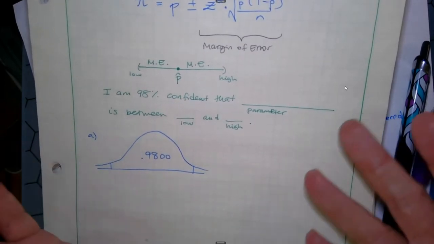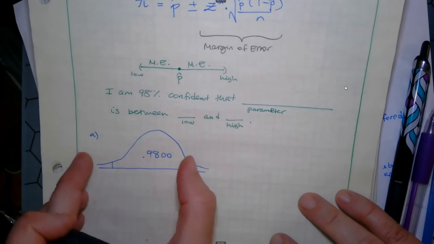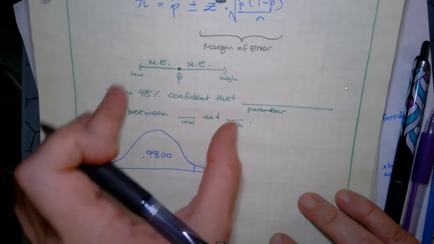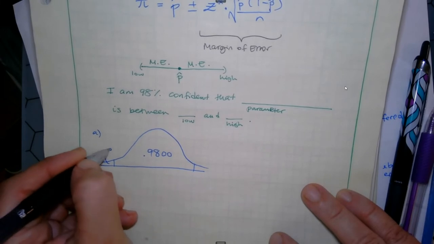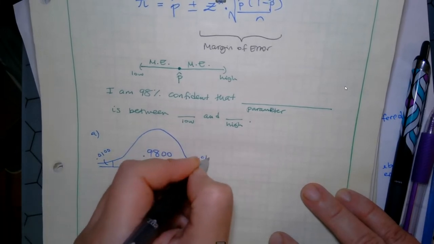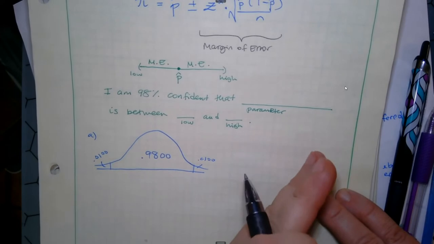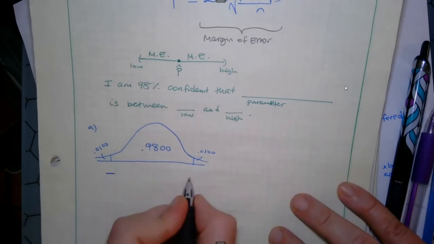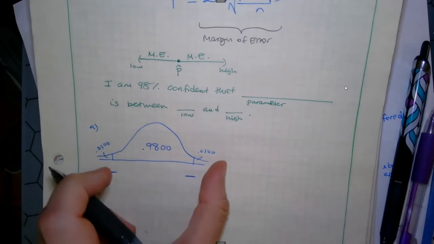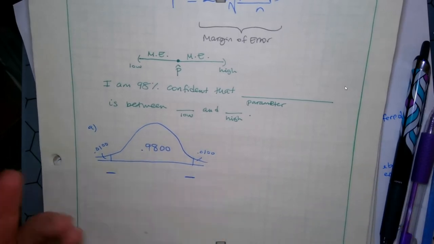I'm missing 2%. 2% is missing both from the left and the right together. So if I cut my missing 2%, I'm going to have a 0.0100 here and a 0.0100 here. And now this graph makes sense. It adds up. Now to look up how far I have to go, I'm going to be looking up these two z-scores. So I'm going to be doing a reverse lookup in the table.